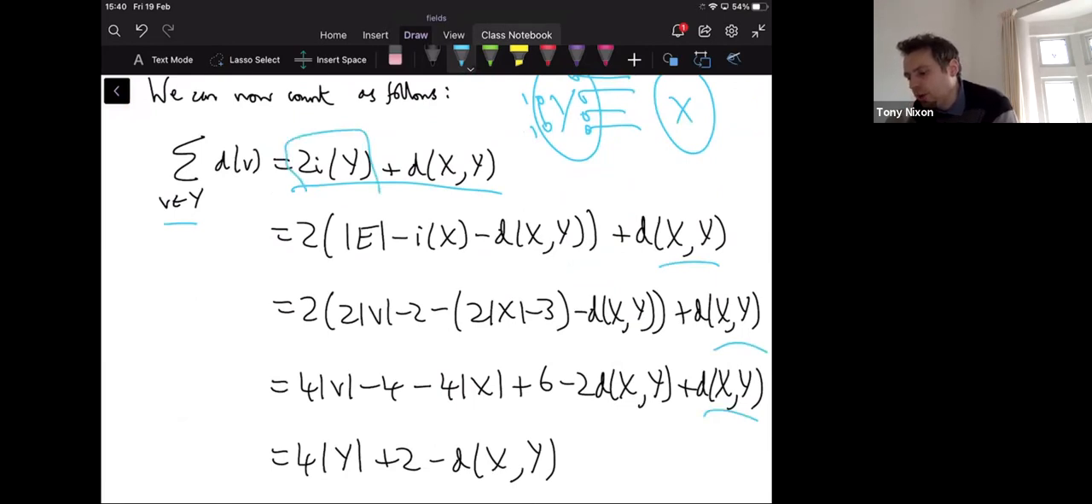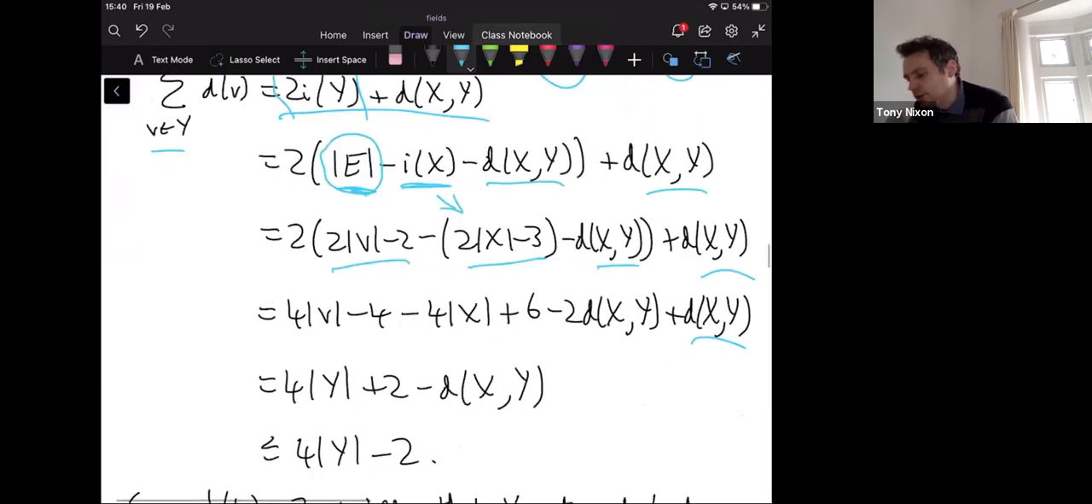So this is equal to twice I of Y, and I of Y is the number of edges in the whole graph minus the number of edges induced by X minus the edges between X and Y, okay? But the edges in the whole graph are 2v minus 2, because it's a circuit. X is critical, so I of X is 2x minus 3, and the d(X,Y) stays. So now we can take 2 times 2v minus 2 minus 2x minus 3 minus d, if you just work it out. And then 4v minus 4x is 4y, minus 4 plus 6 is 2.